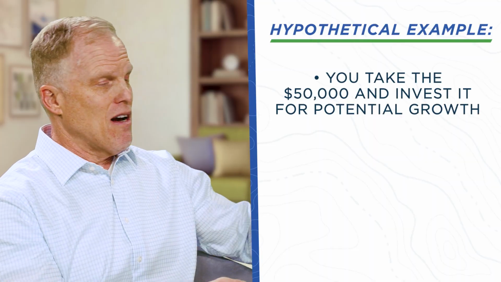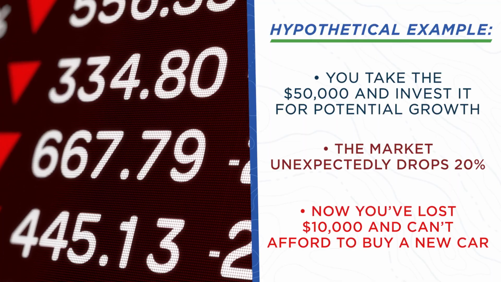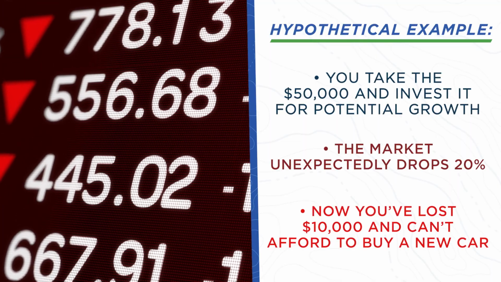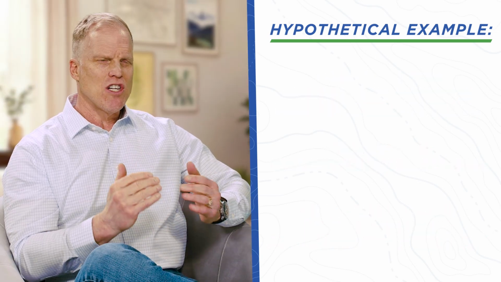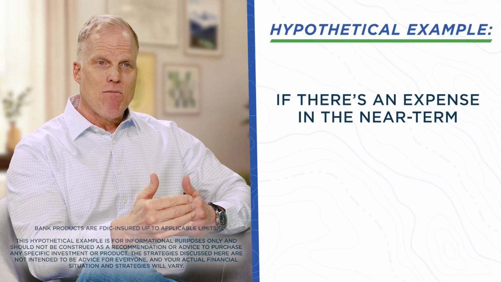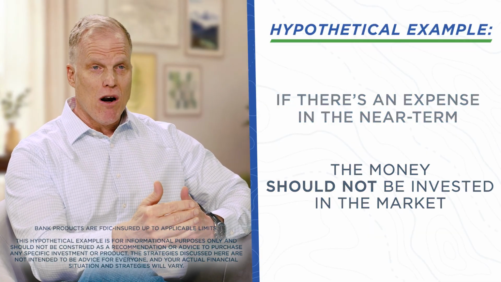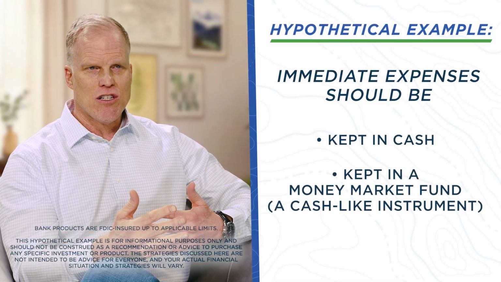I take that money, I invest it in the market, and it proceeds to drop 20%. Now you've lost $10,000, you only have $40,000 left, and you can't even buy the car. So it highlights the principle that an expense that's going to happen in the near term, that money should not be invested in the volatile market. It should be either kept in cash or maybe a money market fund, a cash-like instrument.